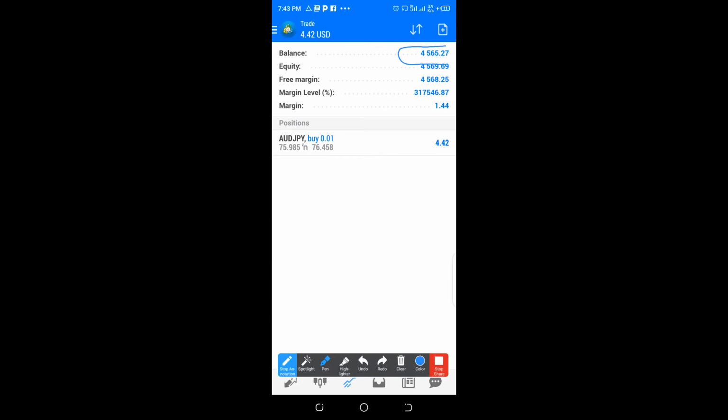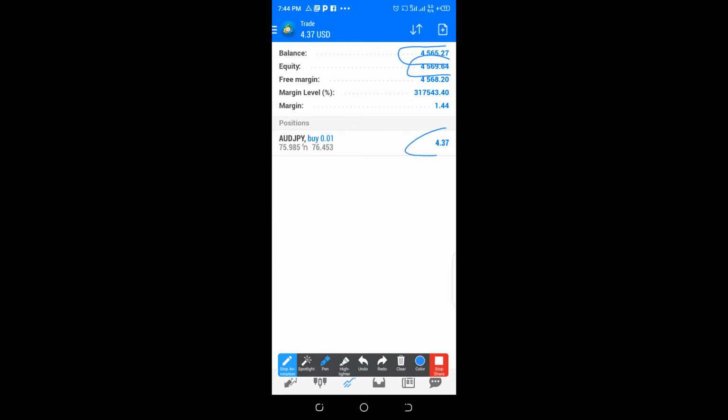My balance is 4,565.27 cents. All right, look at my equity. My equity is 4,569.60 cents. So now you notice that my equity is higher than my balance. Now why is that so?